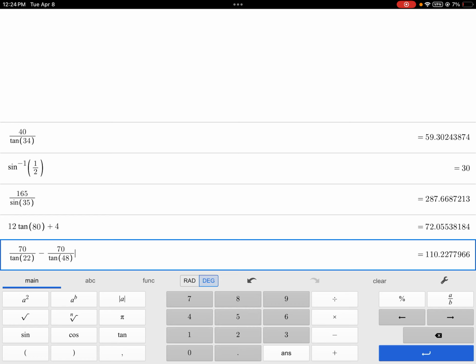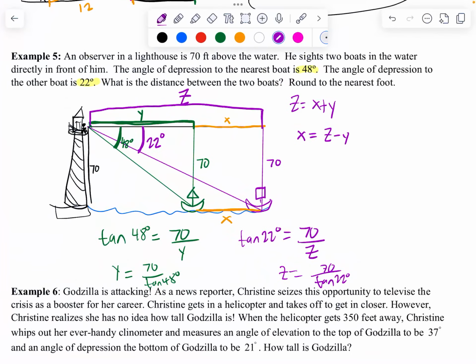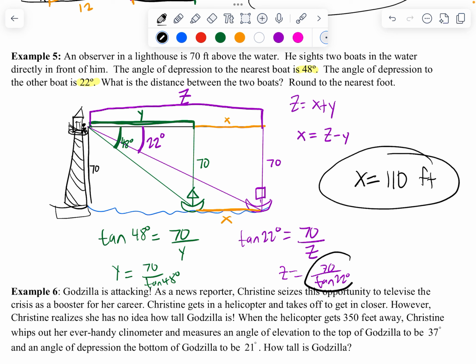And that should be the distance between the two boats. Now, I believe it says to the nearest foot, which means that this would round to 110. Yeah, to the nearest foot. So we're looking at a distance between the two boats of 110 feet. Right, because we know z, we know y, and we just subtracted those and found our x, the distance between.